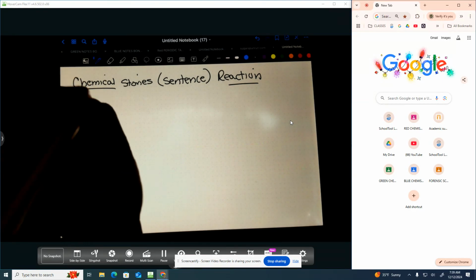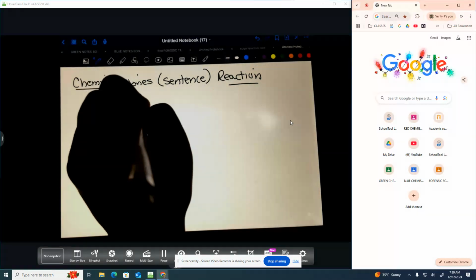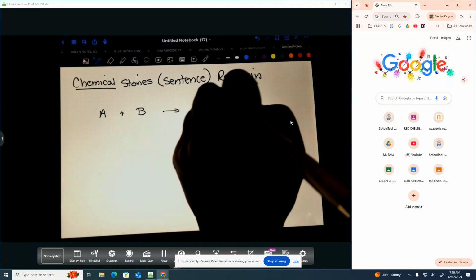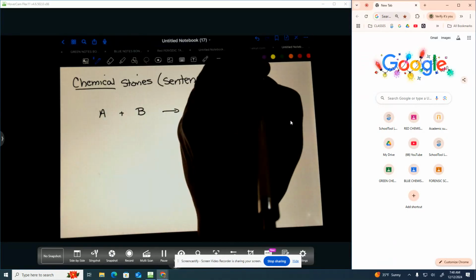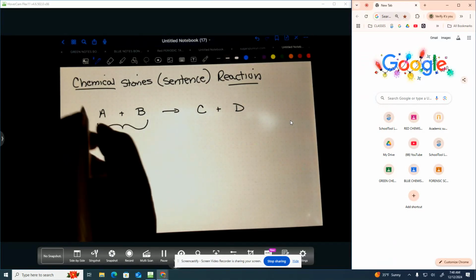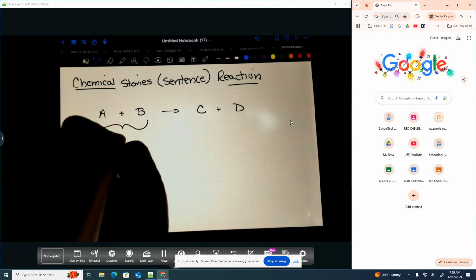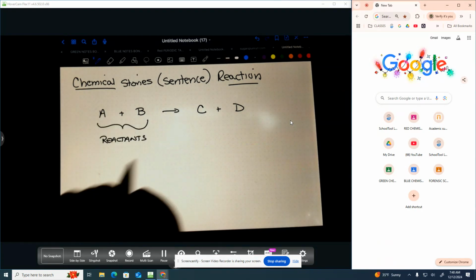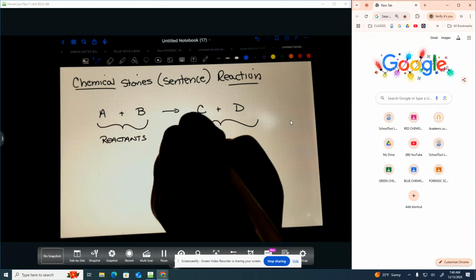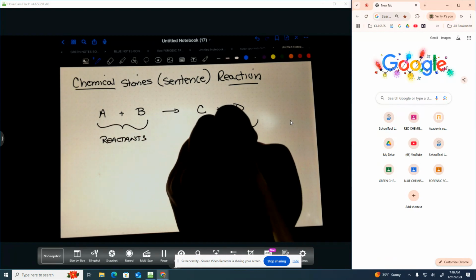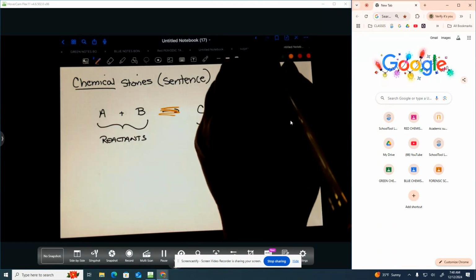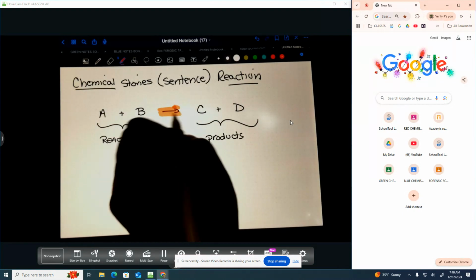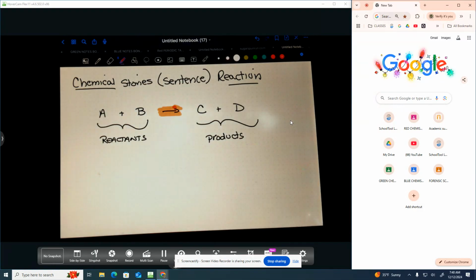Okay. And again, we touched on this a little bit, but let's say we have a chemical story or a chemical reaction that looks like this. On the left side, we call those the reactants. On the right side, we call them the products. And this arrow that's right here, that's not a highlighter. This arrow is where all the chemical magic happens.